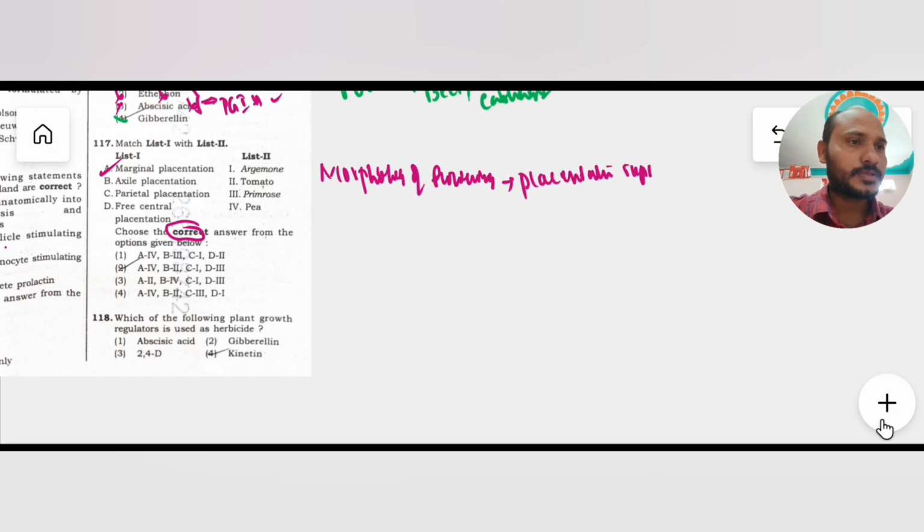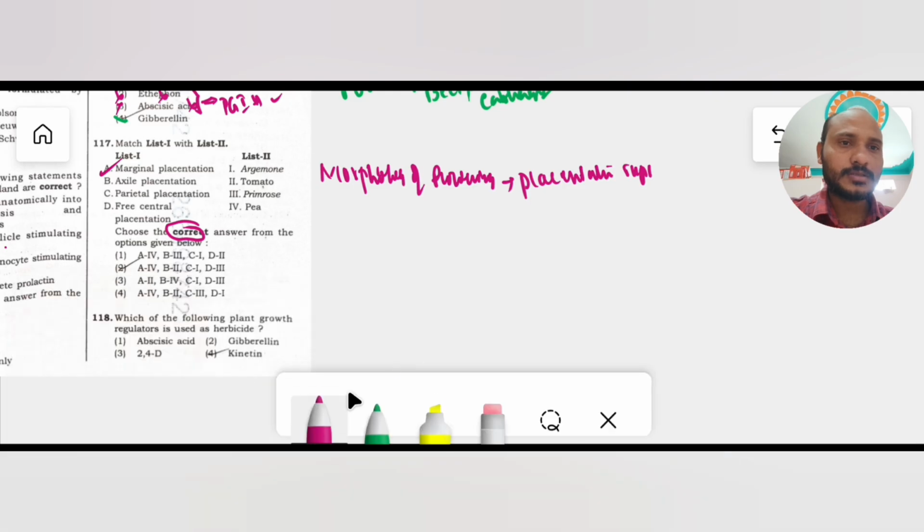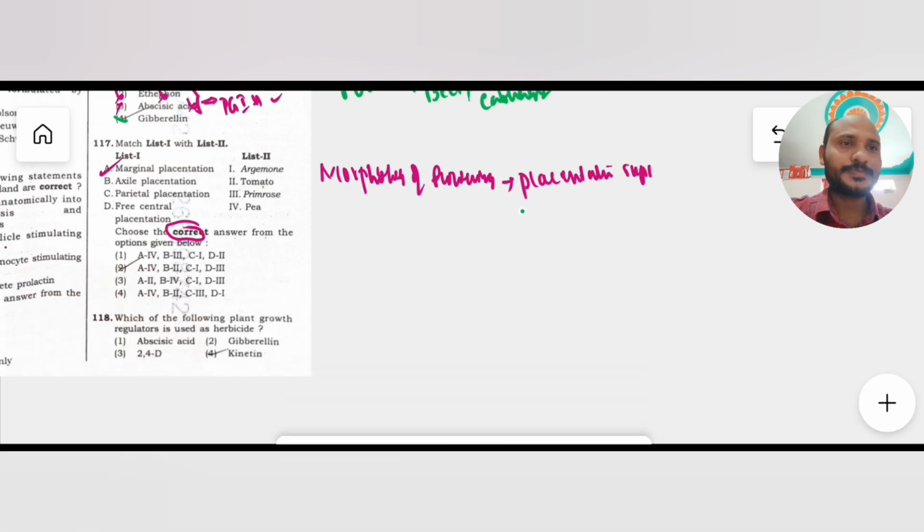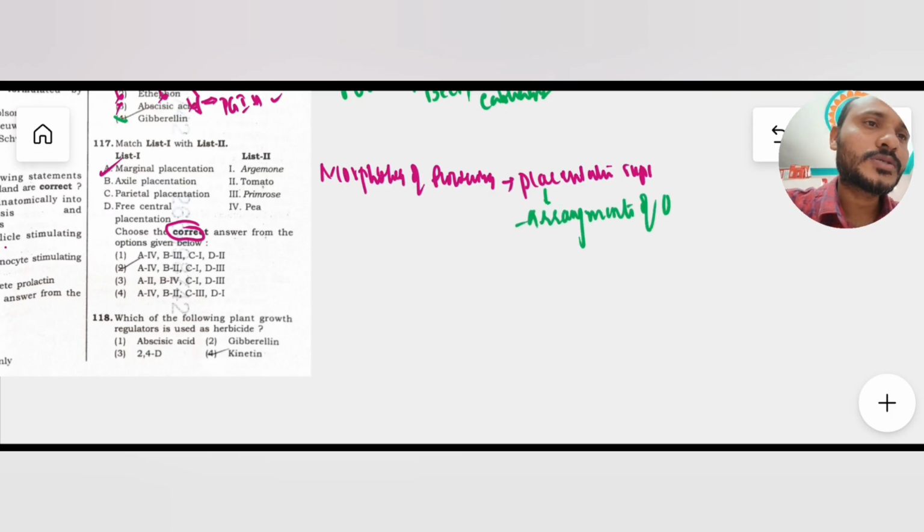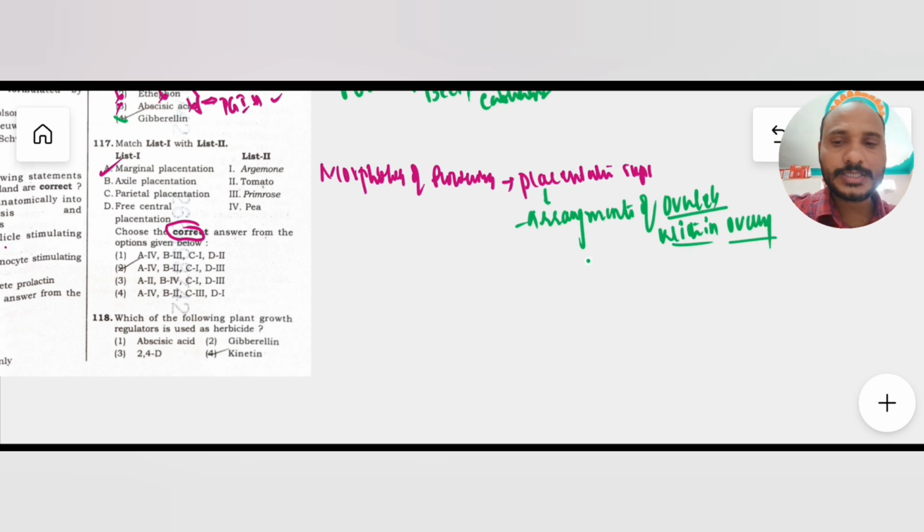First we'll discuss what exactly placentation means. Placentation means the arrangement of ovules within the ovary. NCERT specifies mainly four important placentation types. The first and most important is marginal placentation.